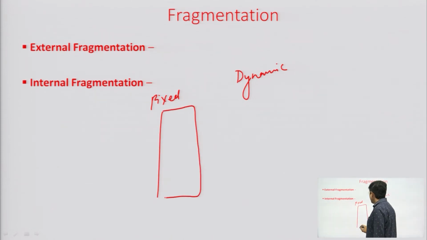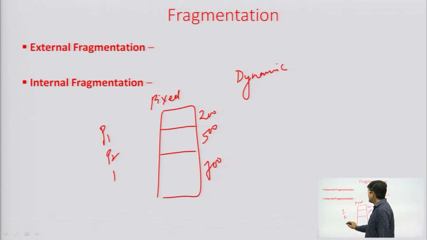In the fixed partitioning, let us say we have 3 partitions of unequal size 200, 500 and 700. Processes P1, P2 and P3 come. The size of P1 is, let us say, 400, and we are doing the first fit scheme for allocation.